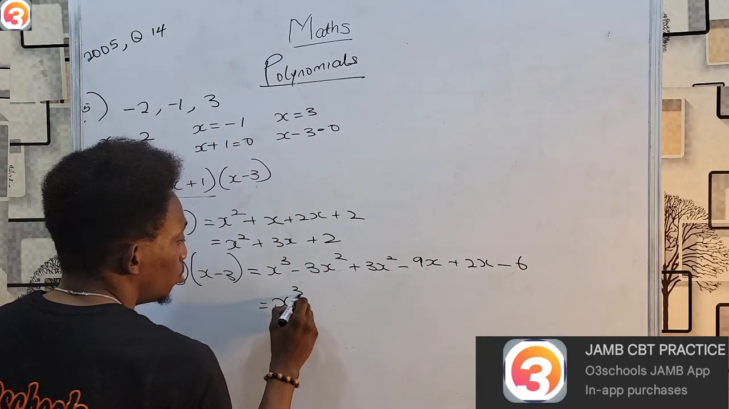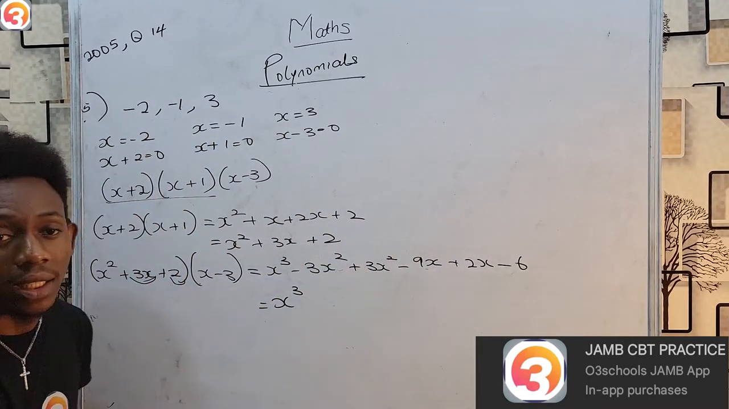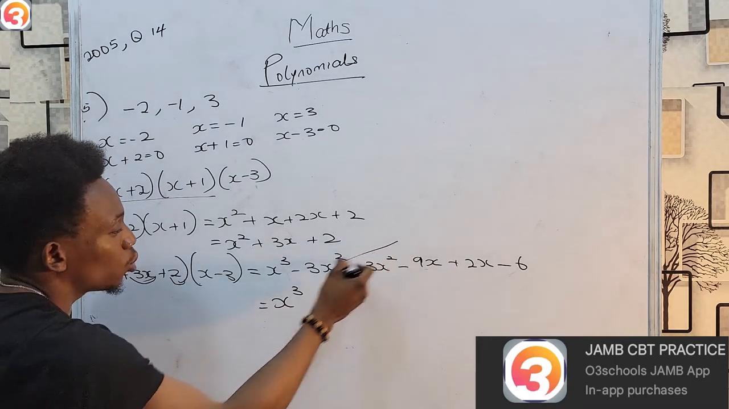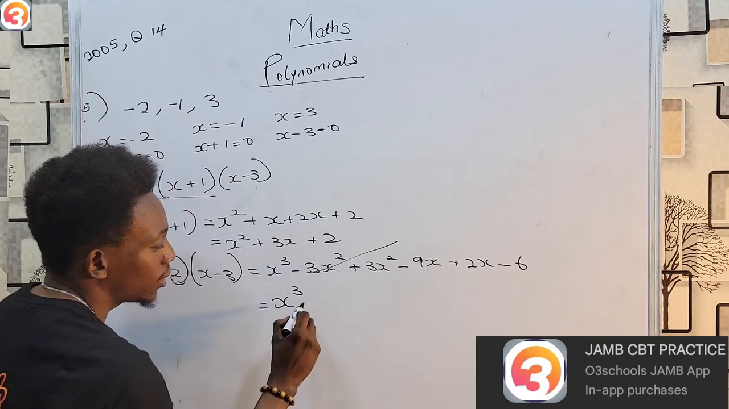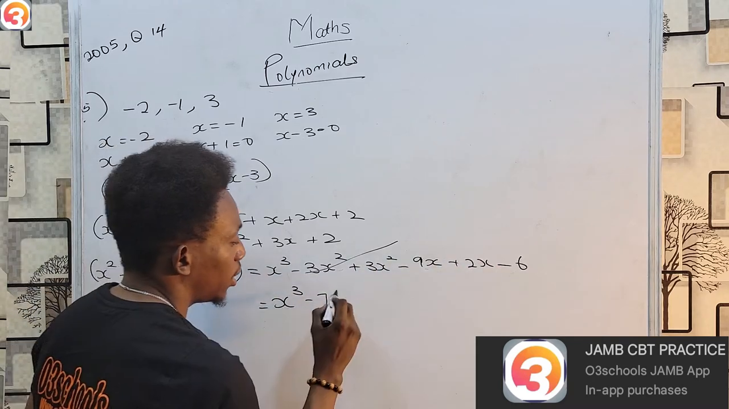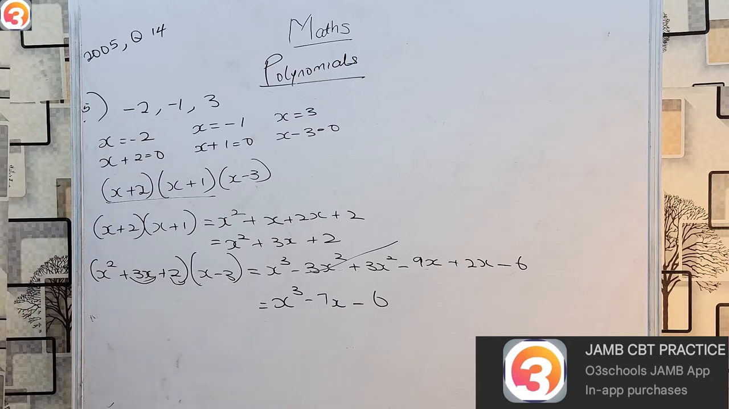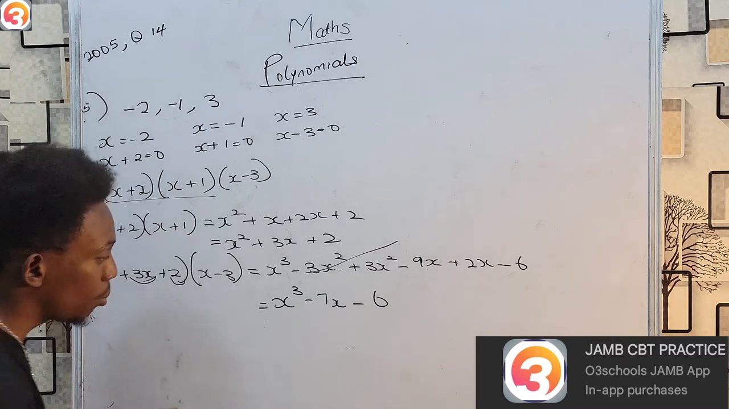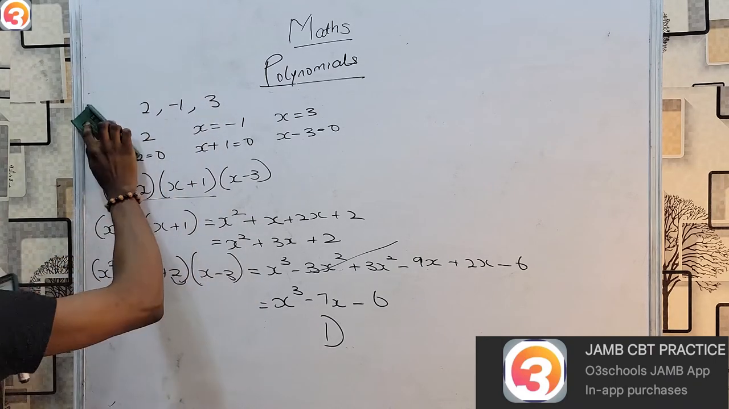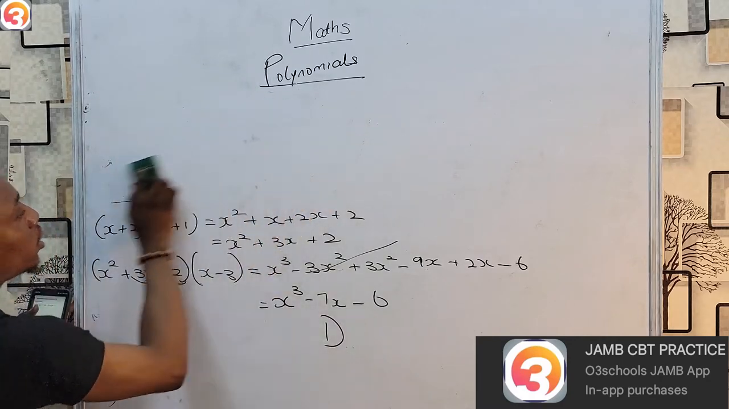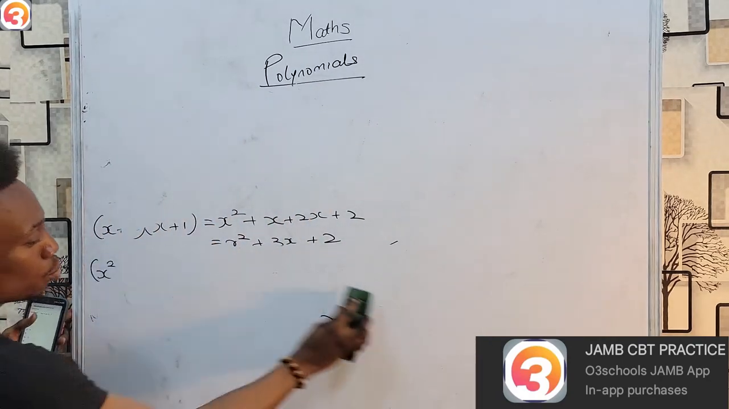I'll be having x cubed. Minus 3 plus 3 is 0, so my x squared coefficient is gone entirely. Minus 9x plus 2x is minus 7x, and that is minus 6. When I check my options, that is option D. So you see, I'll keep on repeating, these are very simple. You simply have to be careful and you'll be able to get all your answers for polynomials.